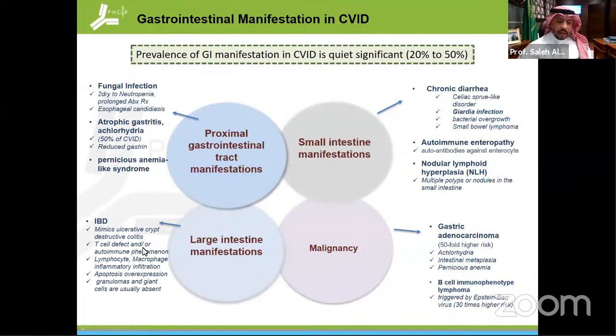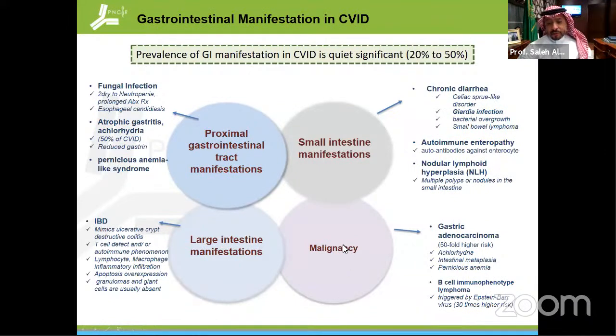For the large intestine, they can present with IBD-like manifestations that can mimic ulcerative colitis and Crohn's disease. It can be caused by T cell defect and autoimmune phenomenon, but on the biopsy and histopathological findings you can see lymphocyte and macrophage inflammatory infiltration with apoptosis of the epithelial cells. Granuloma and giant cells are usually absent in those patients, which can make it different from typical IBD.